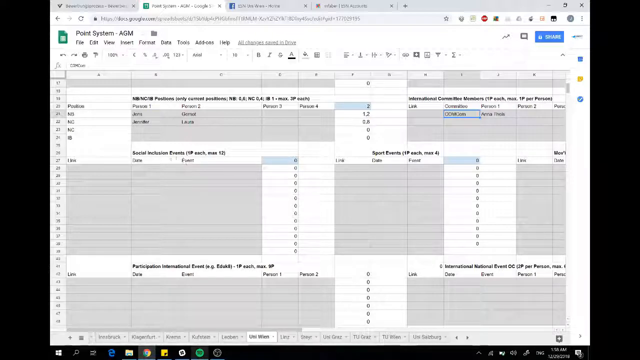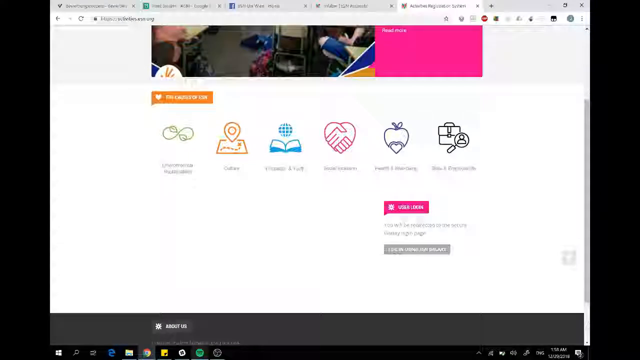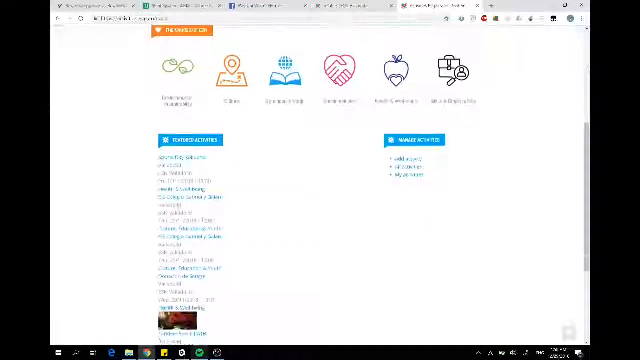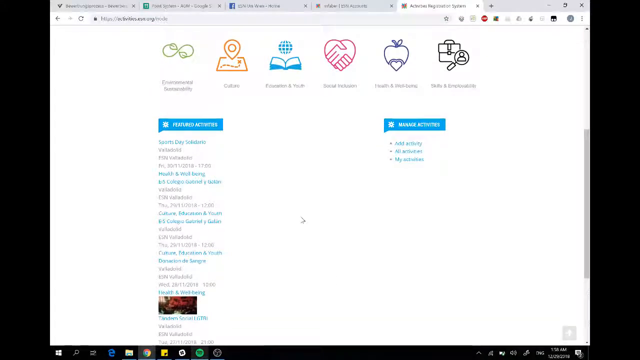Next part is social inclusion events. So this includes social Erasmus, ExchangeAbility, anything socially inclusive. All you have to do is put the date and the event name and put a link as proof that it happened. Now I know that there is an official website, activities.esn.org, where you can register events. It would be nice if you do, but I know that the website can be annoying at times, which is why I'm not making it mandatory, because quite frankly, it doesn't always seem to work.